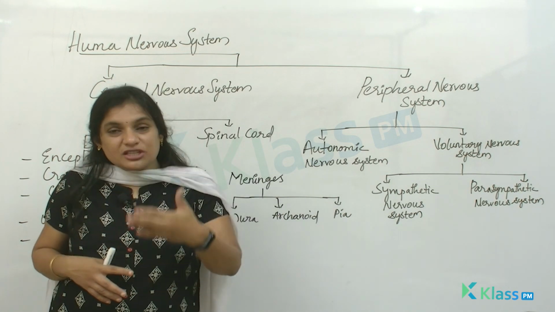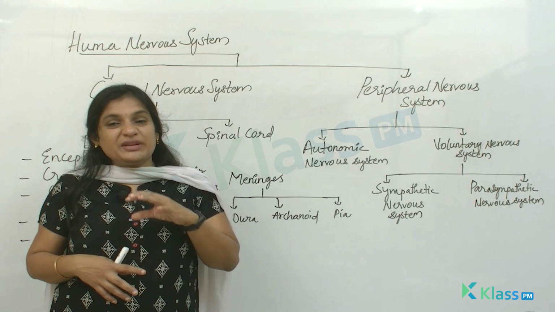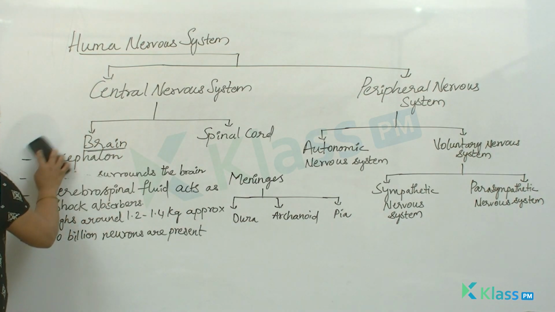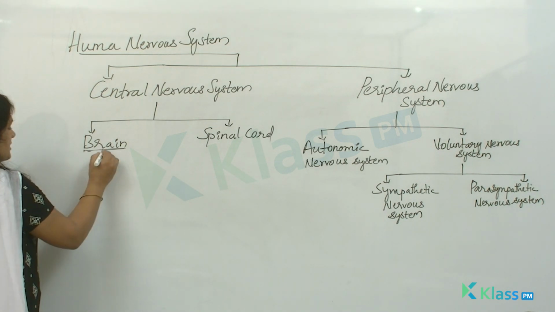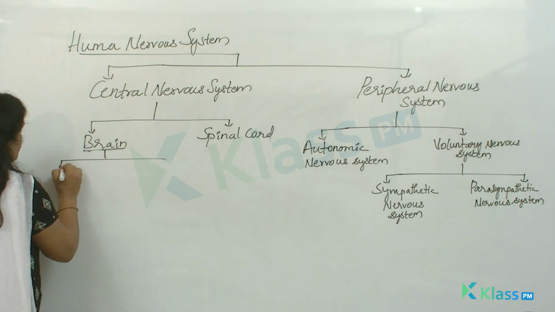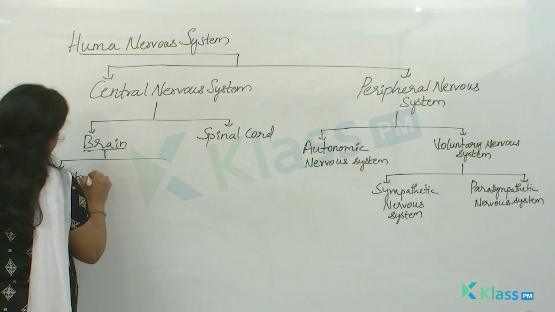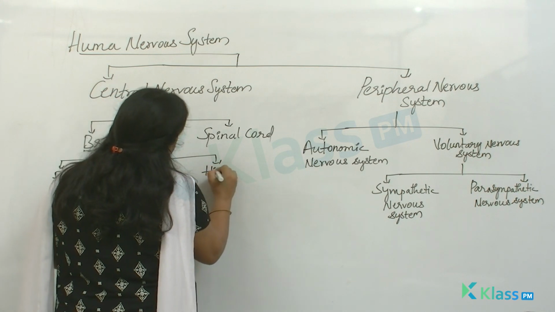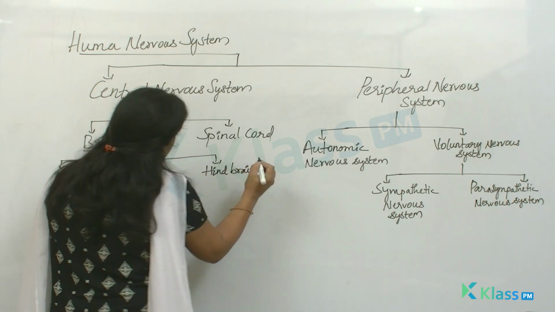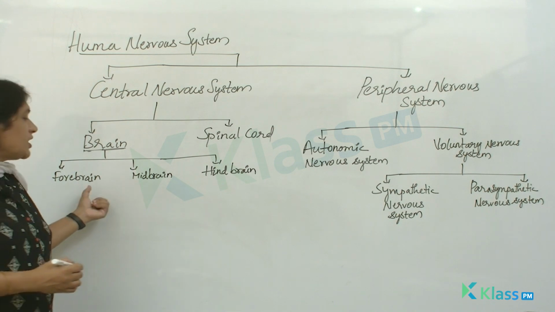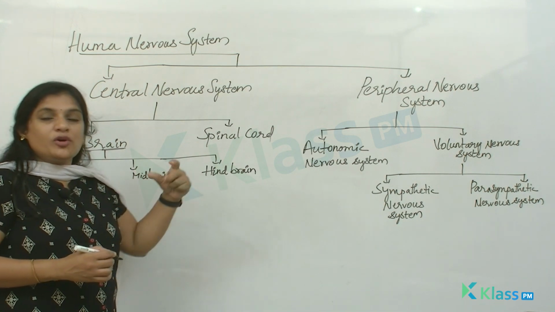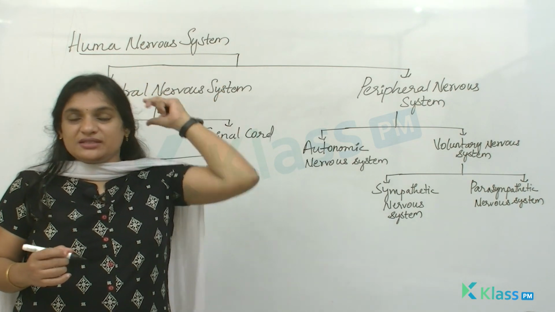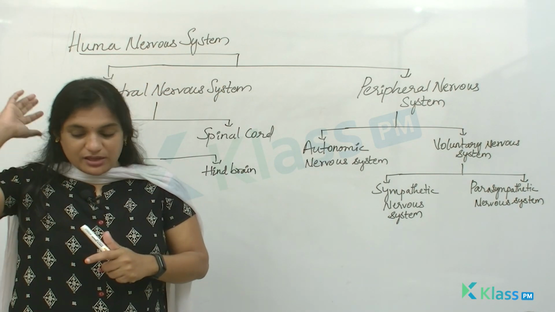Now the next part: the brain is divided into three different parts. Let us see what they are: forebrain, midbrain and hindbrain. The forebrain is the frontal part, the midbrain is the middle section, and the hindbrain is at the back, the back part of the brain.